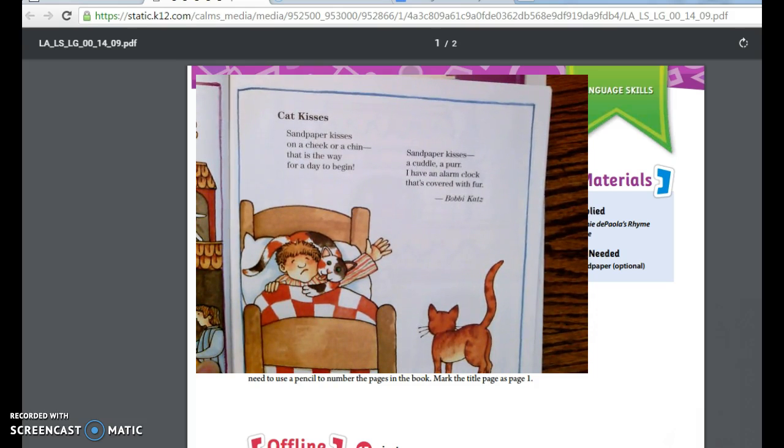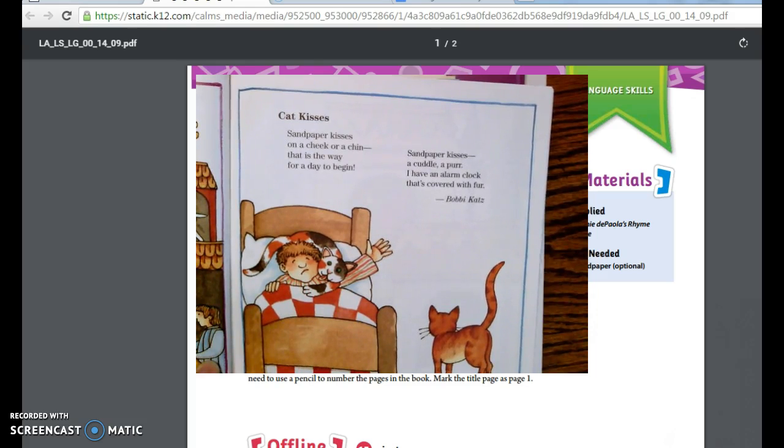Cat Kisses. Sandpaper kisses on a cheek or a chin. That is the way for a day to begin. Sandpaper kisses, a cuddle, a purr. I have an alarm clock that's covered with fur.